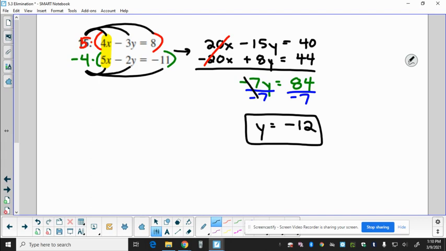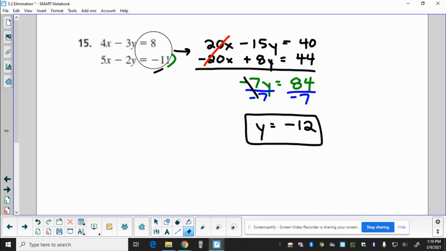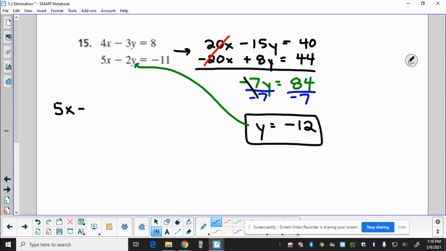There's one answer. Now what I need to do is go back to the original problem, pick one equation, and substitute this value for y. So how about we just do this? Let's put it right there. All right, let's rewrite that equation. So it's 5x minus 2 times whatever y is, which is negative 12, equals negative 11. Need to multiply these two together. That'd be a positive 24. And solve.